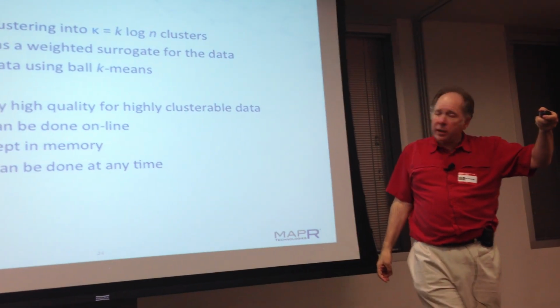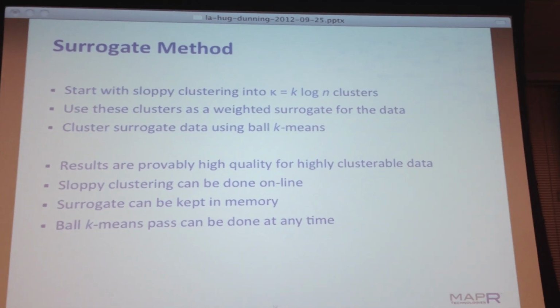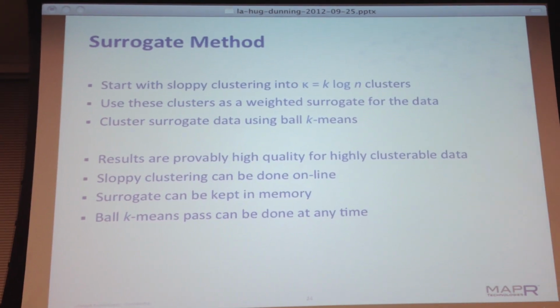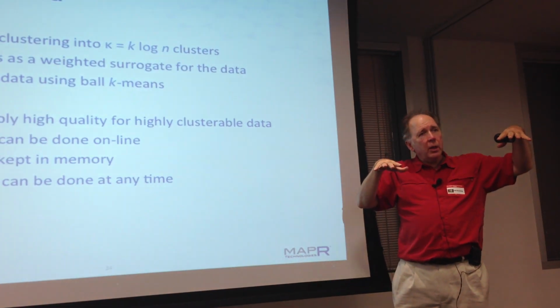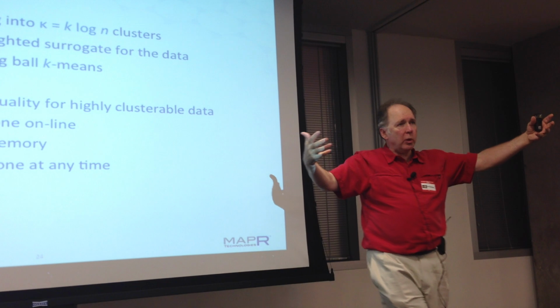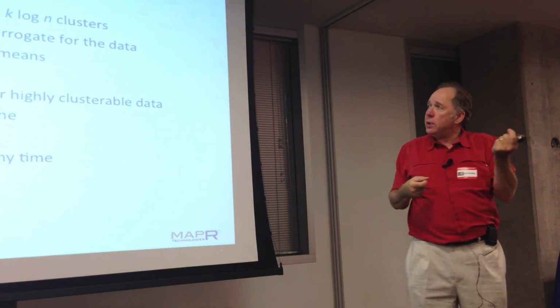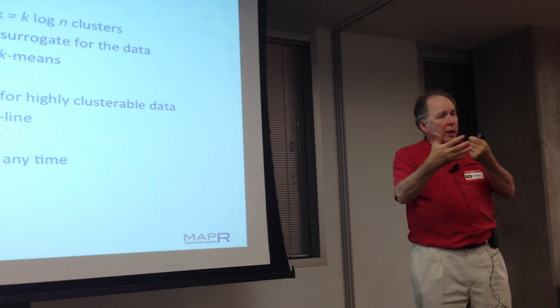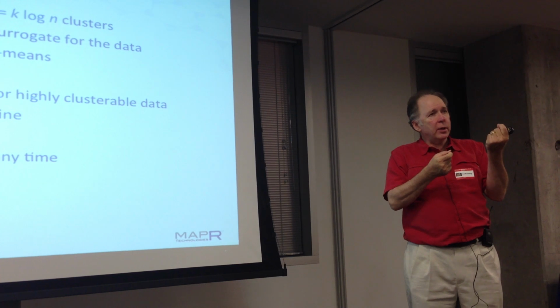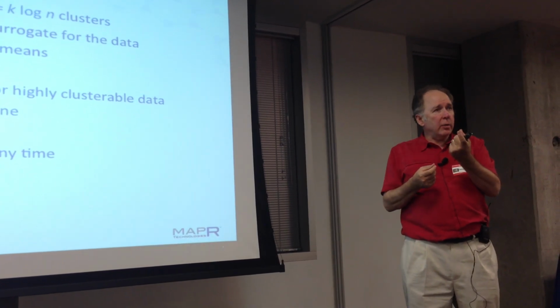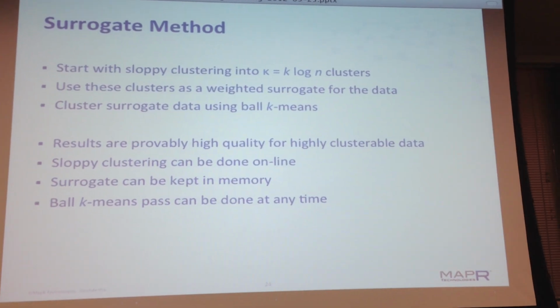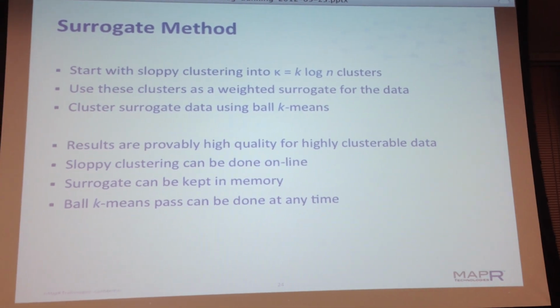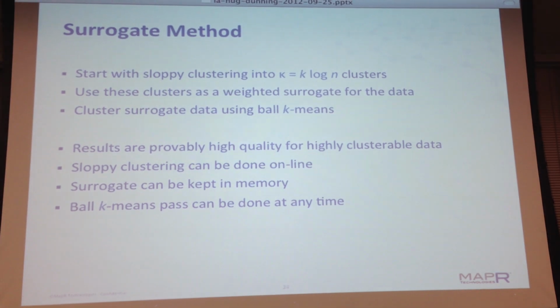So recently, I think 2010 in NIPS, there was an algorithm described that is what I call a surrogate method. That's not what they called it. They didn't name it, so we don't know what this algorithm is. But they start with a very sloppy clustering of the data into many, many more clusters than they finally want. And they want K in the end. And they do this sloppy clustering online into kappa clusters. Kappa is roughly K, their desired number of clusters, times log of the number of data points they've seen so far. And then they use these clusters as weighted data description of the original data, and they do a weighted ball k-means on that surrogate instead of on the original data.